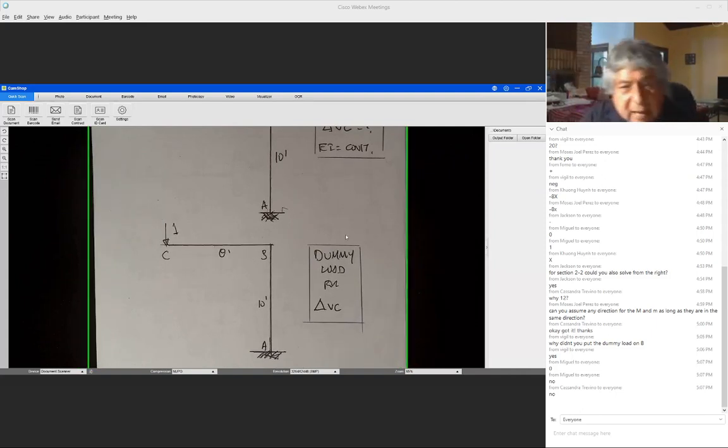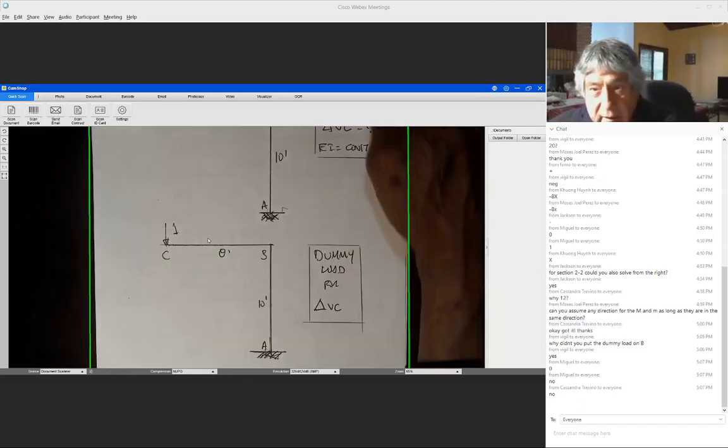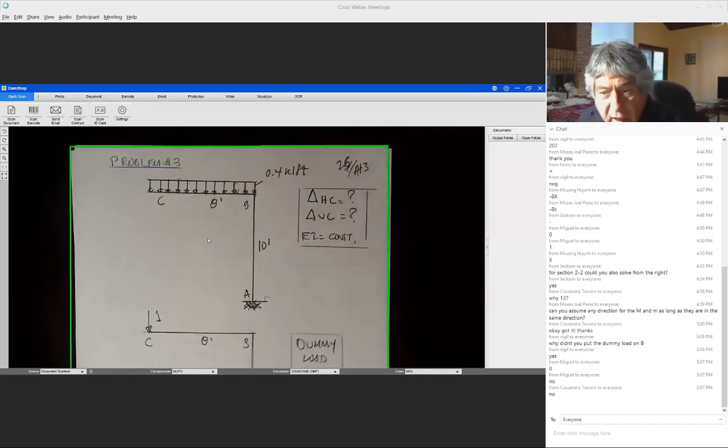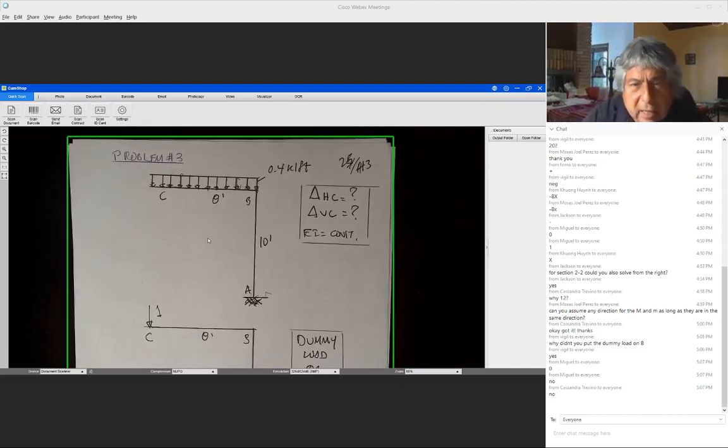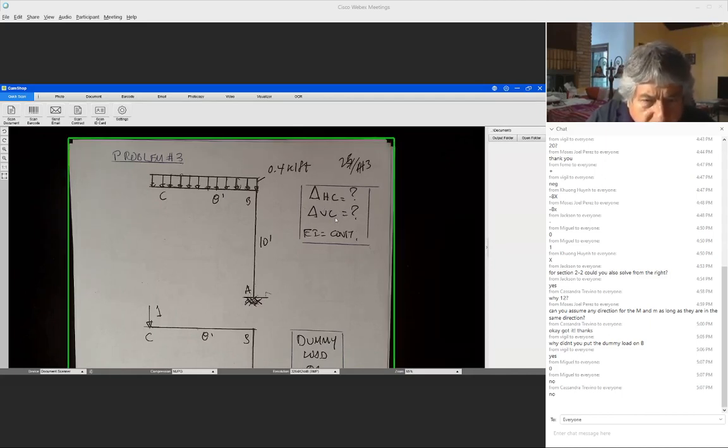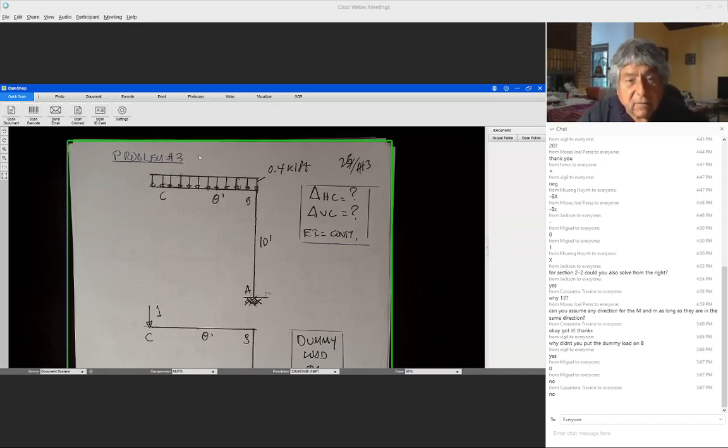This is the dummy load to compute the vertical reaction. One at a time. The same that we did before. We had to take the horizontal deflection first, and after that, the vertical deflection. So we cannot do both of them at the same time. But this is a very simple problem. We're going to work these problems and other problems.